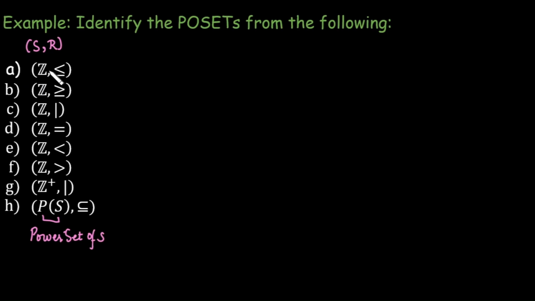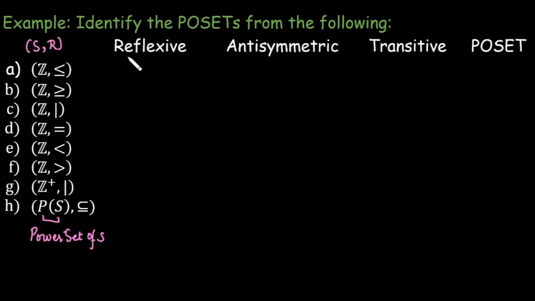Here we need to check whether the set of integers with the relation less than or equal to forms a POSET or not. Ultimately, we need to check three things: whether the relation is reflexive on the set of integers, antisymmetric on the set of integers, and transitive on the set of integers. If yes, we can conclude that it is a POSET. And we need to do the same thing for the rest of the cases.